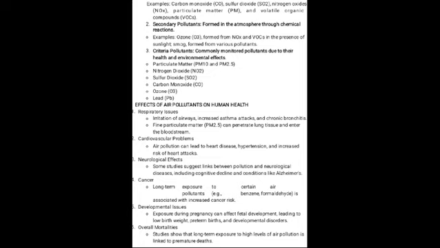And the third one is the criteria pollutants, commonly monitored pollutants due to their health and environmental effects. We have the particulate matter, that is PM10 and PM2.5, nitrogen dioxide, sulfur dioxide, carbon monoxide, ozone, and lead. These are known as the criteria pollutants.